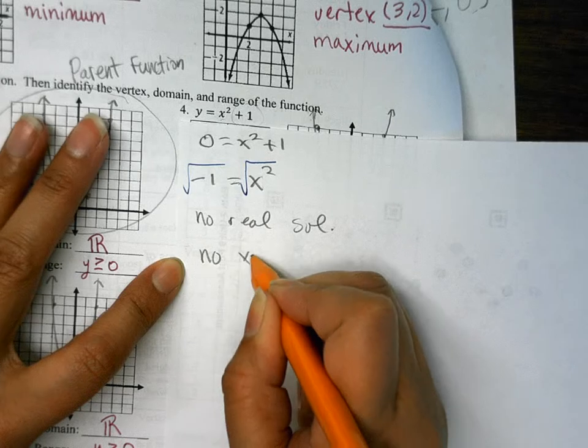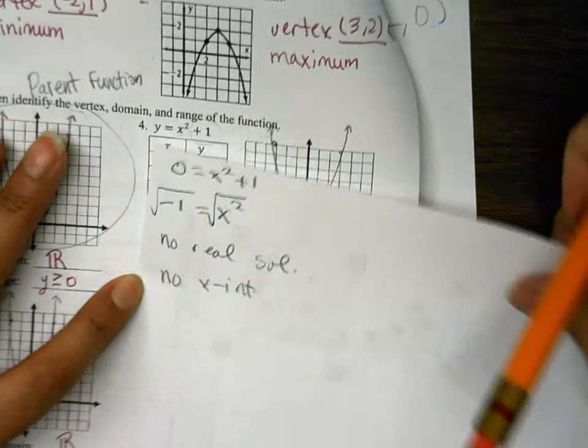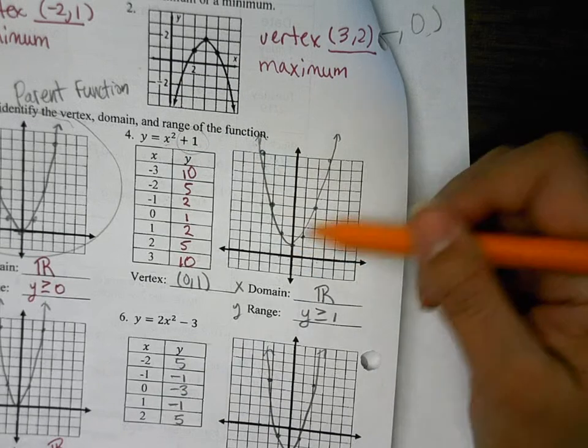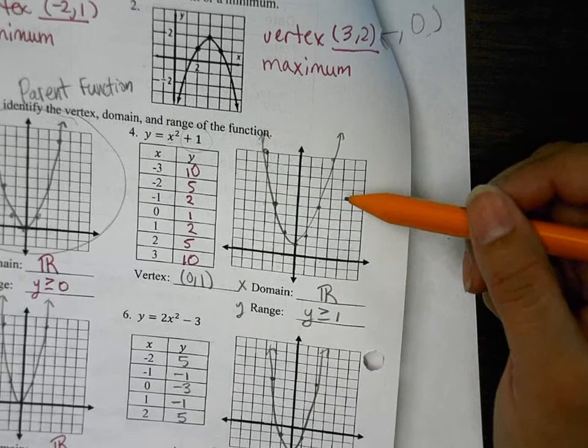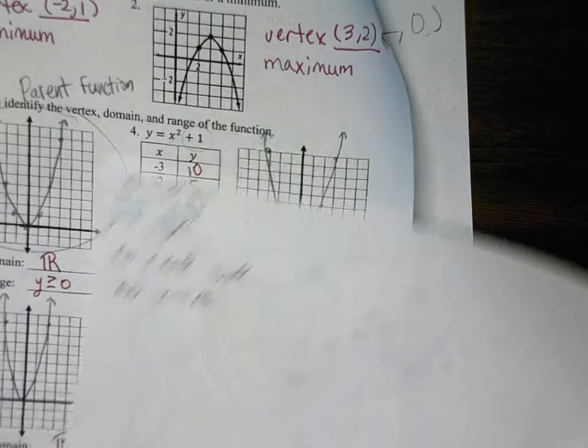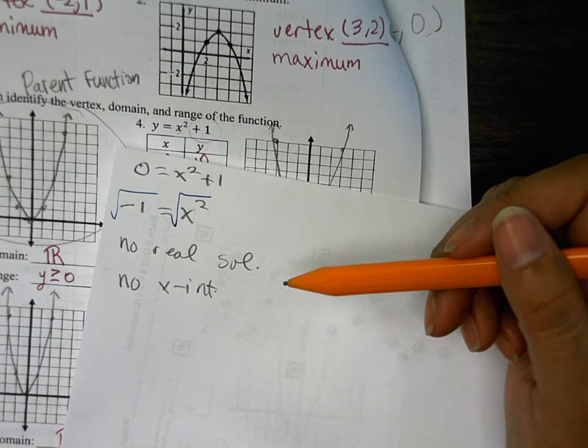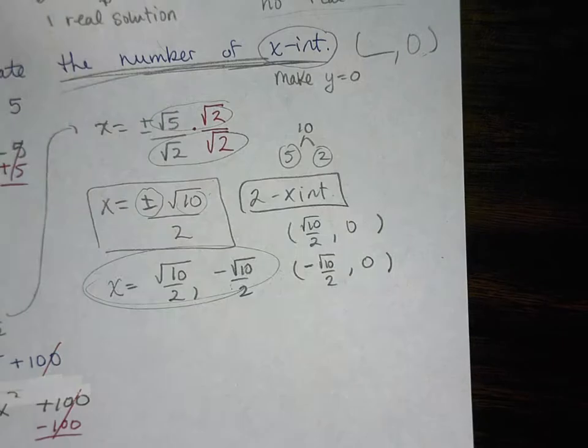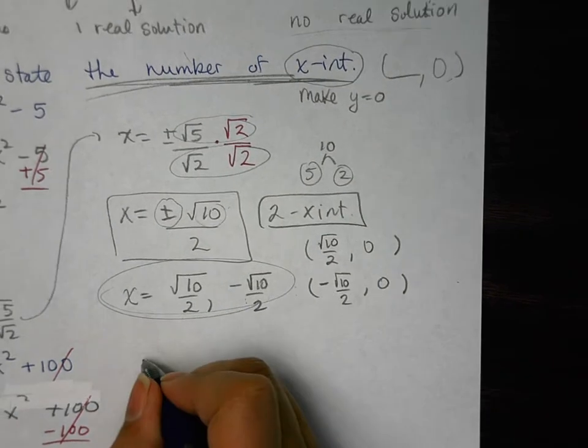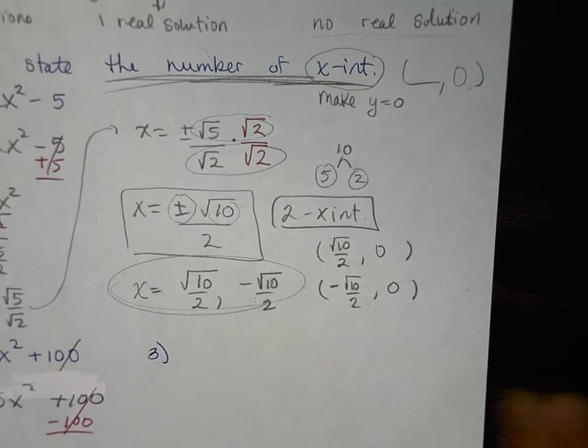No real solution, which means what about our x-intercepts? No, it's not going to touch the x-axis. Look at the graph that we made. Did it have any x-intercepts? Does it make sense graphically as well as algebraically? Yes? Okay, we're going to continue. Any questions on 1 or 2?